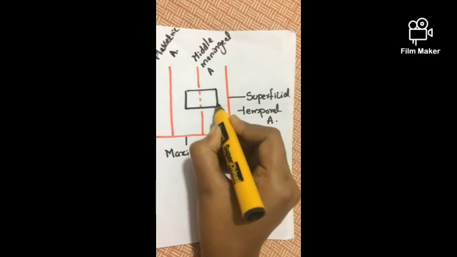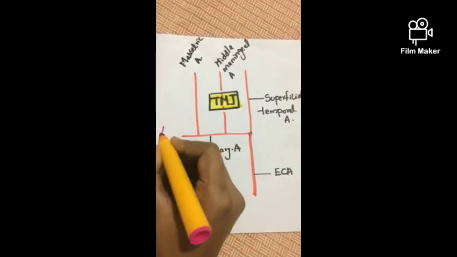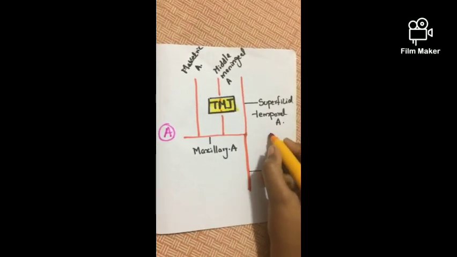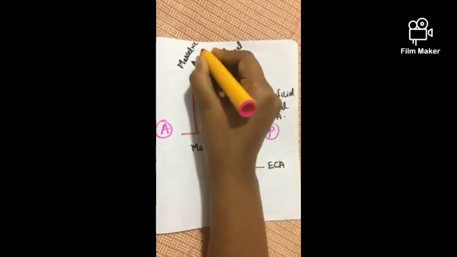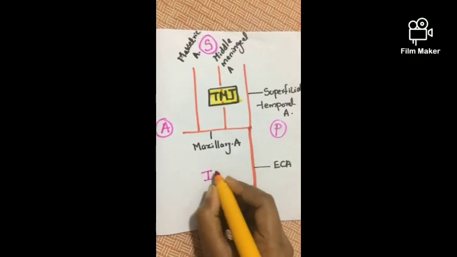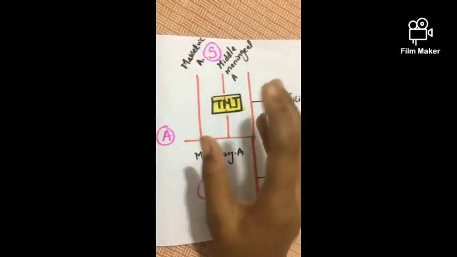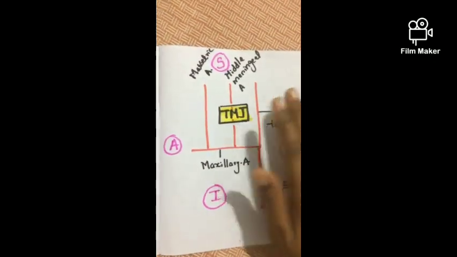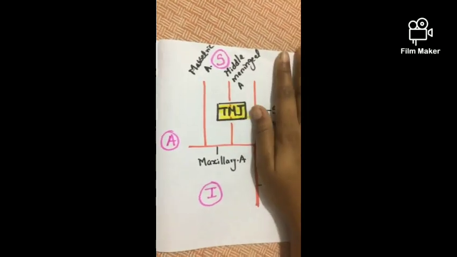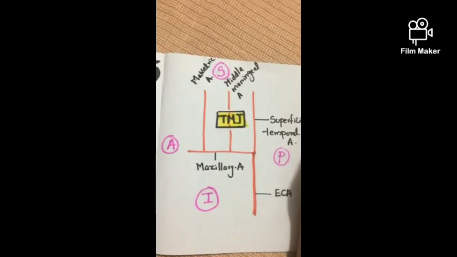Here is our temporomandibular joint: this is the anterior, this is the posterior, this is superior, and this is the inferior. Above this paper, from where we are viewing, that is the lateral, and behind this paper and behind this book, that is the medial. So I hope the arterial relations of the temporomandibular joint are clear.